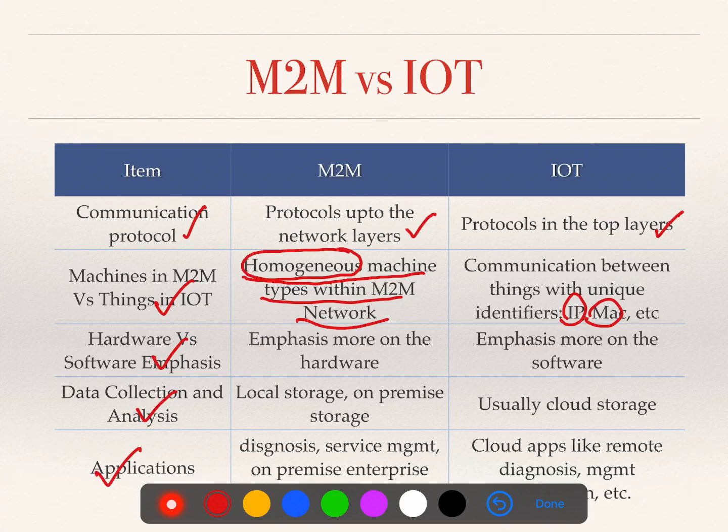Hardware and software: emphasis more on the hardware. So M2M deals mainly with the hardware, whereas IoT deals mainly with the software. That's why the bottommost layers up to the network layer mainly deal with the hardware and the data link. Here the top layers mainly deal with the software. Data collection is mainly on local storage, on-premise storage. So mainly in an M2M network, the data is stored locally rather than in the cloud. But in IoT, the data is mainly stored in cloud storage.